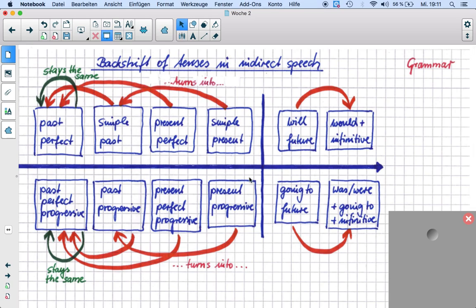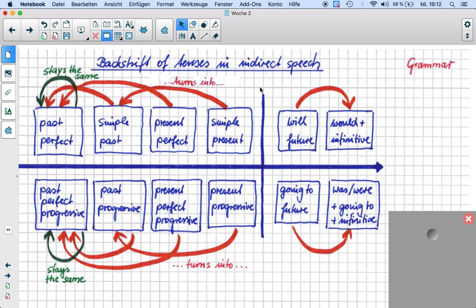So I tried to put this into a different picture to make it easier for you to remember. When you look at all the tenses, these are all the tenses you already know: simple present, present progressive, present perfect, simple past, and so on. All the tenses you know. And you see all the red arrows, which mean this tense is turned into another tense.